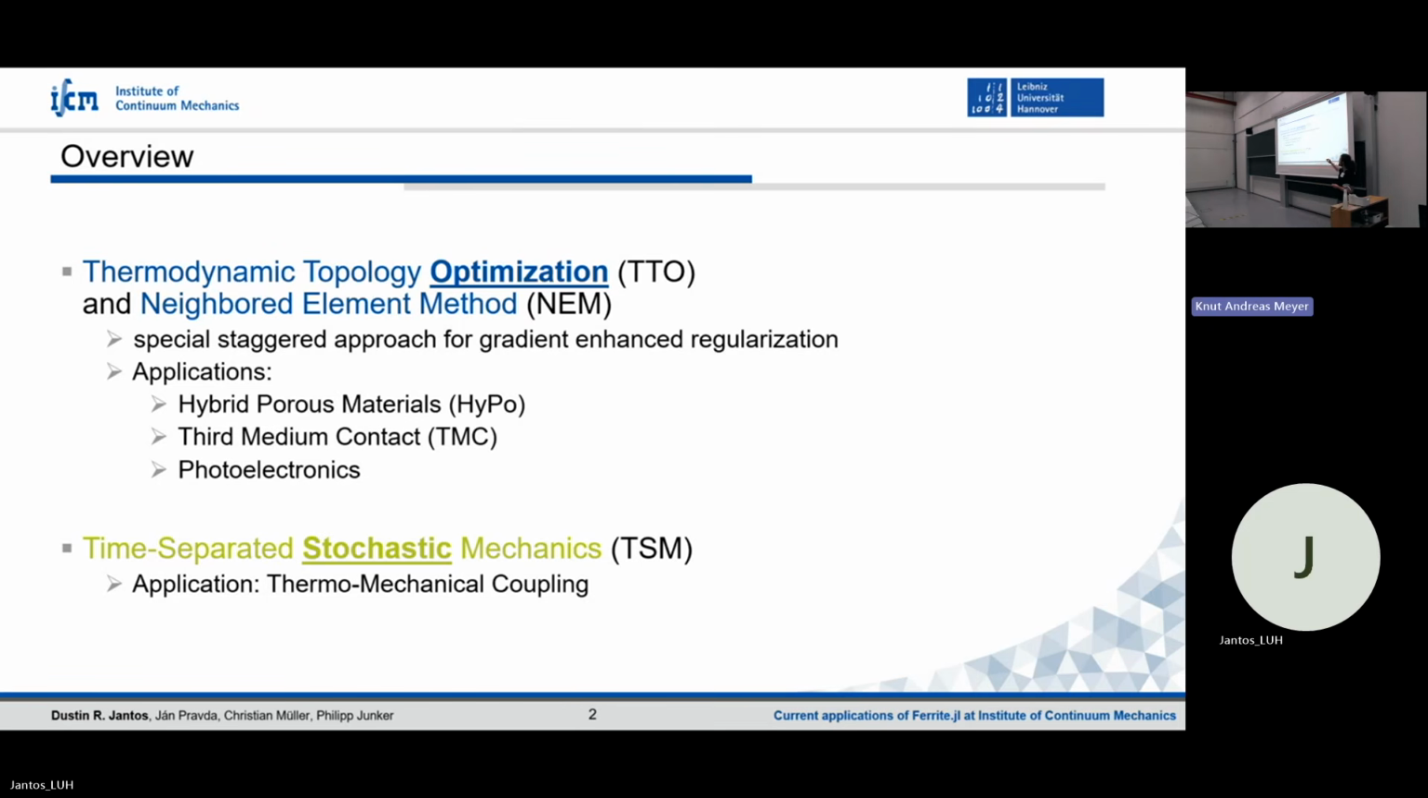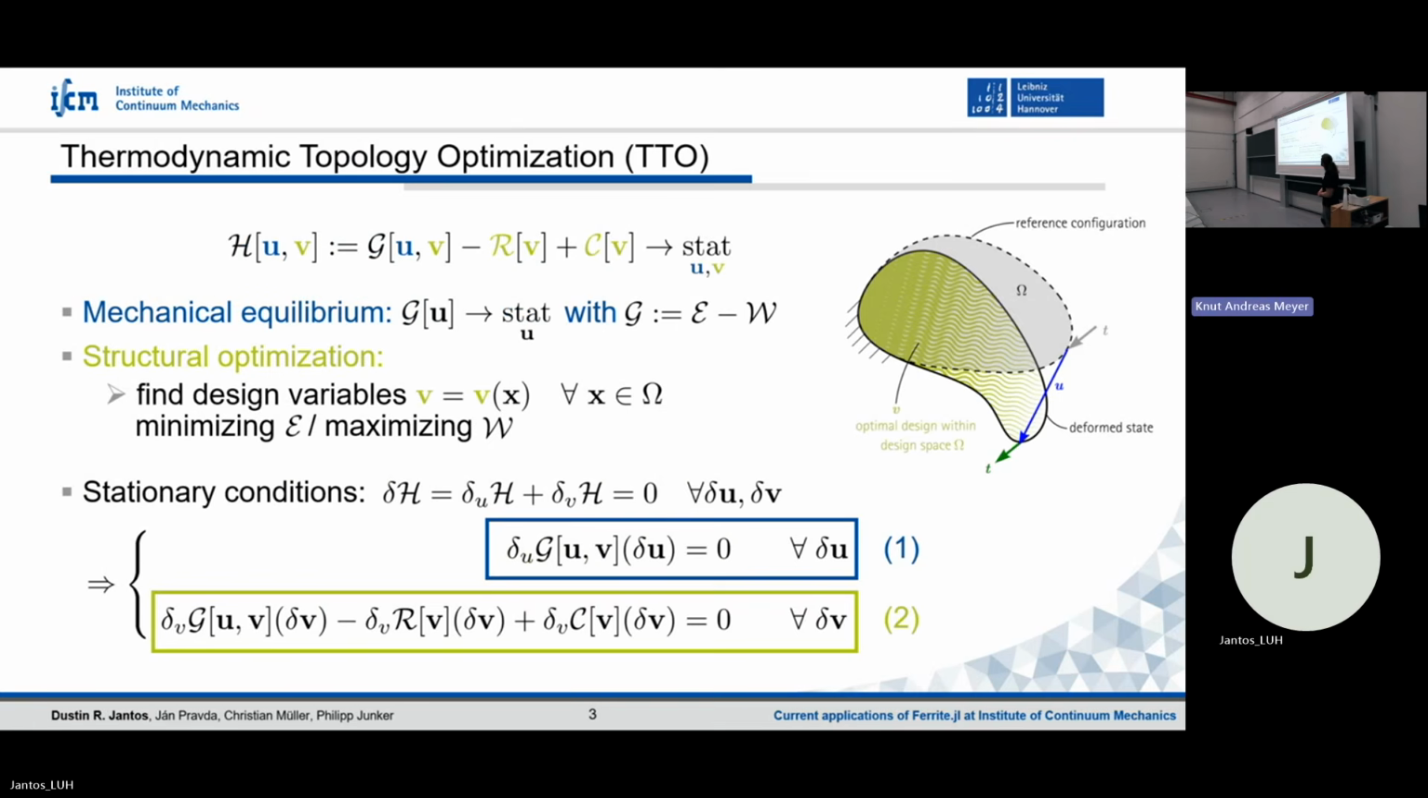And the other big part is the stochastic mechanics, which has a special application to how to solve the standard deviation and so on for the stresses, and also with our own numerical curves. So let me start with optimization.